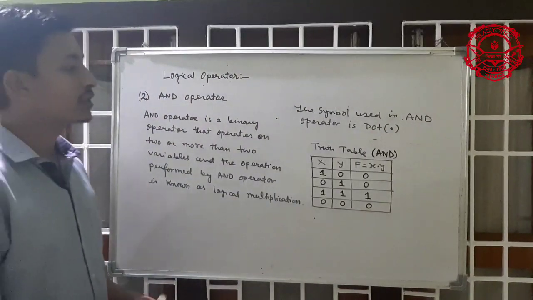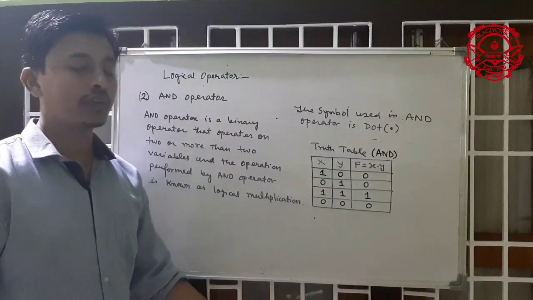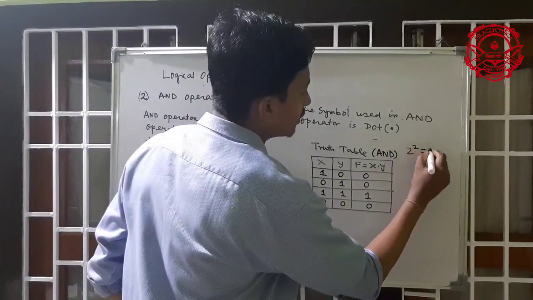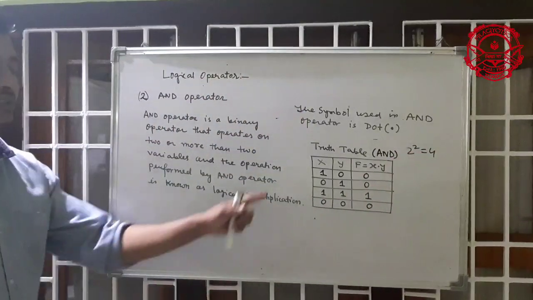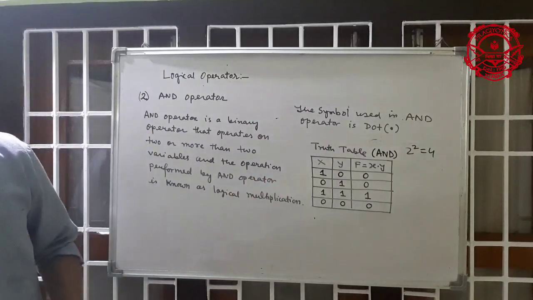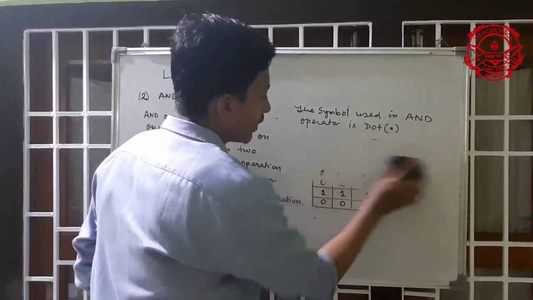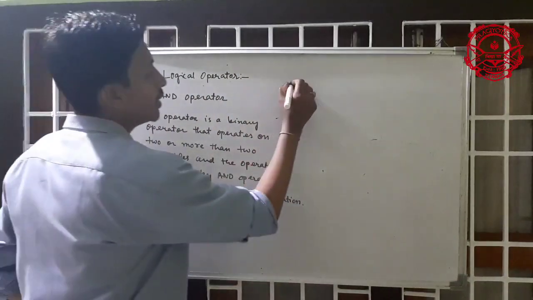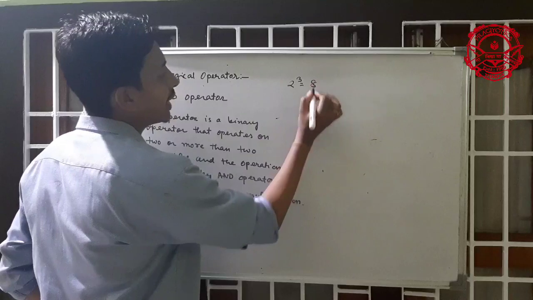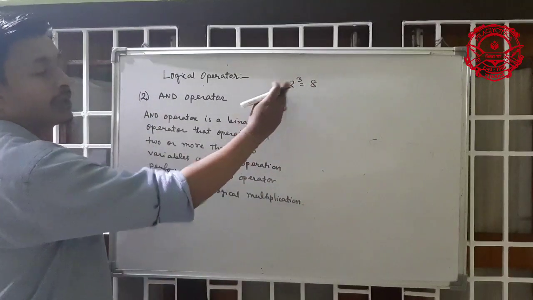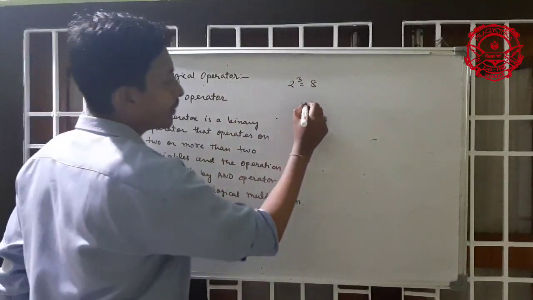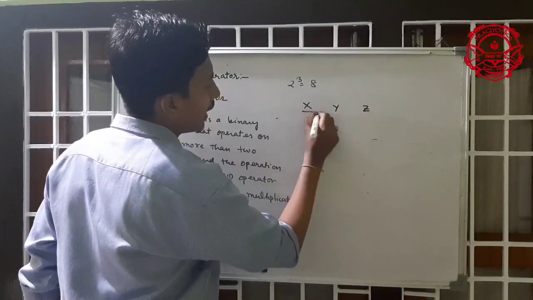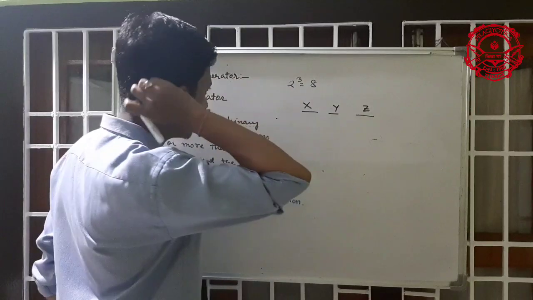So this is the truth table for the AND operator. It is a 2 to the power n operator. 2 to the power 2 means 4 combinations. 2 to the power 3 means 8 combinations, if there are 3 variables, for example x, y, z.